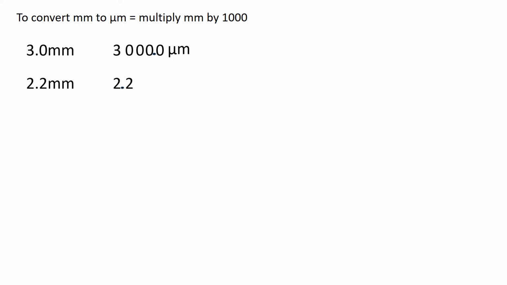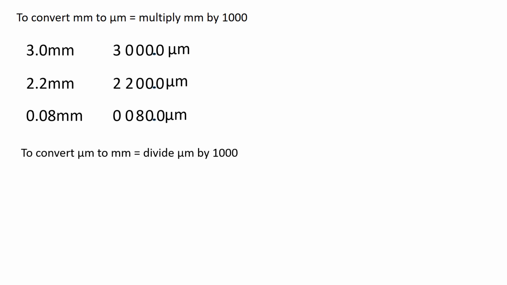If we have 2.2 millimeters, add some zeros on again and move the decimal place 3 places to the right, and you will have 2,200 micrometers. If we have 0.08 millimeters, move the decimal point 3 places to the right. So 0.08 sounds a little bit trickier, but it's not when you just move the decimal place, and you get 80 micrometers.